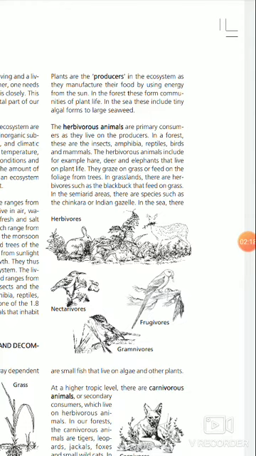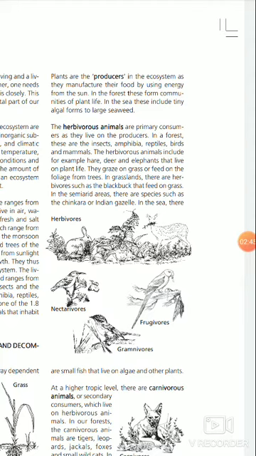The herbivore animals are primary consumers as they live on the producers. In the forest, these are the insects, amphibia, reptiles, birds, and mammals. The herbivore animals include, for example, hare, deer, and elephants that live on the plant life. They graze on grass or feed on the foliage from trees.